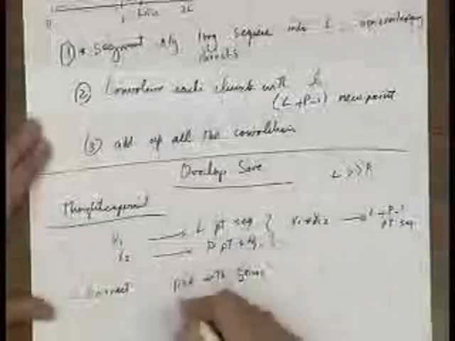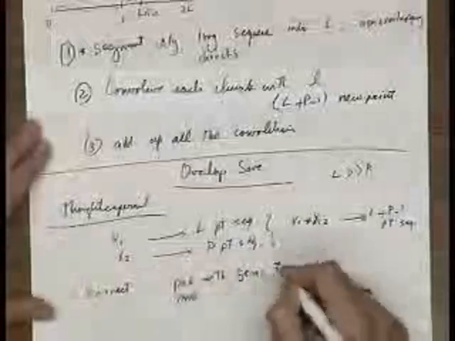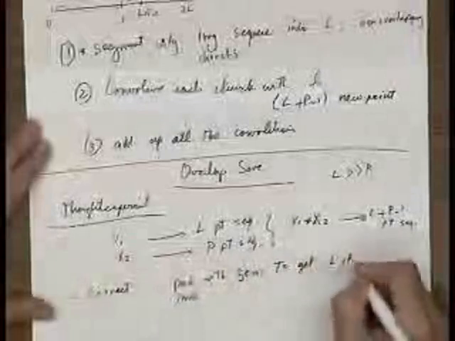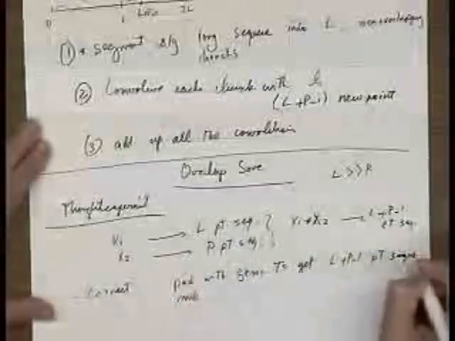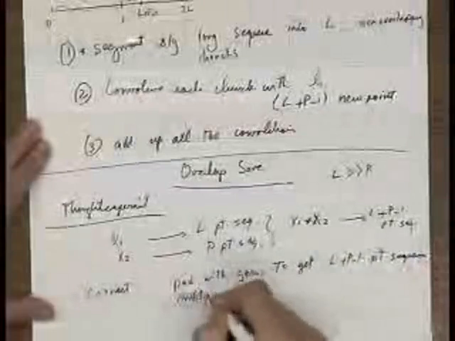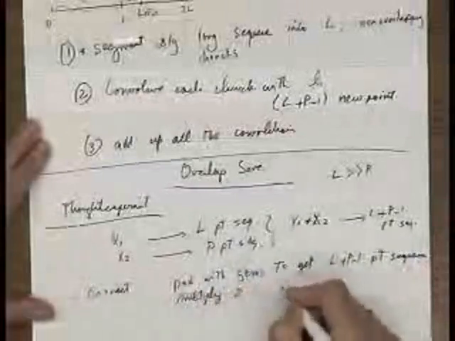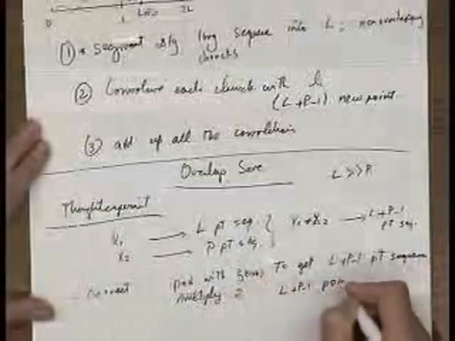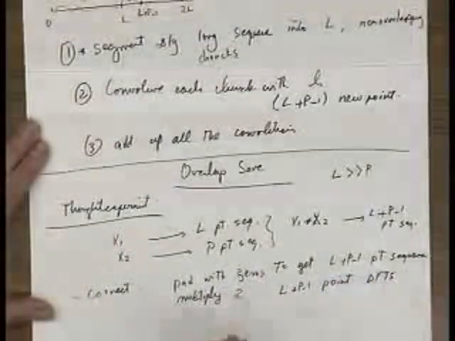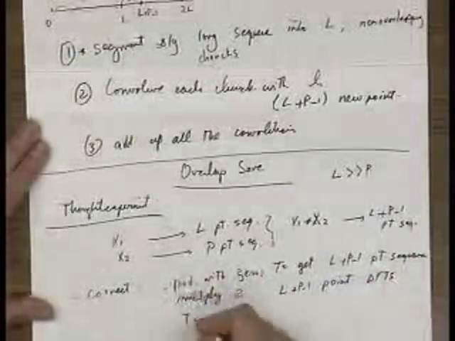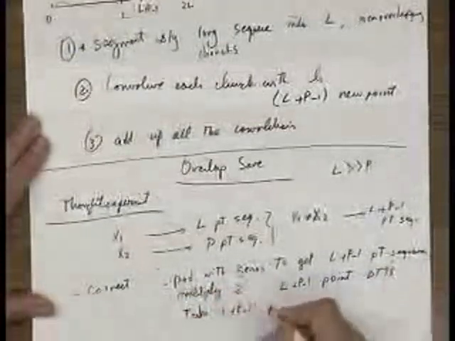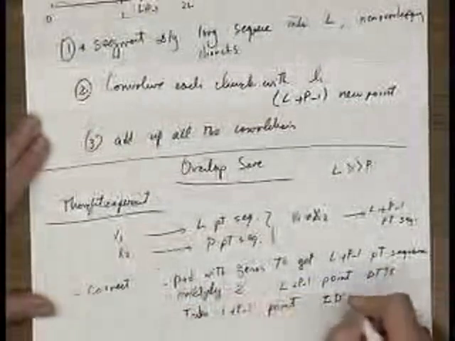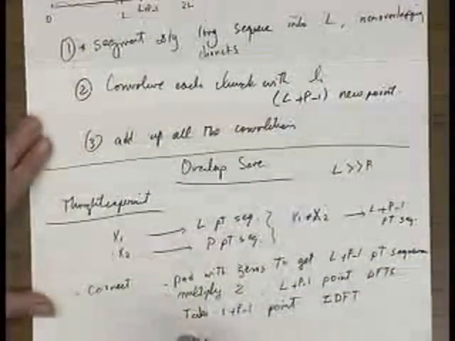So the correct way of convolving these two things is to pad with zeros to get L plus P minus 1 point sequences or longer, multiply the two L plus P minus 1 point DFTs, and then take an L plus P minus 1 point inverse DFT. That's the kosher, or the correct way of doing all of that, right?